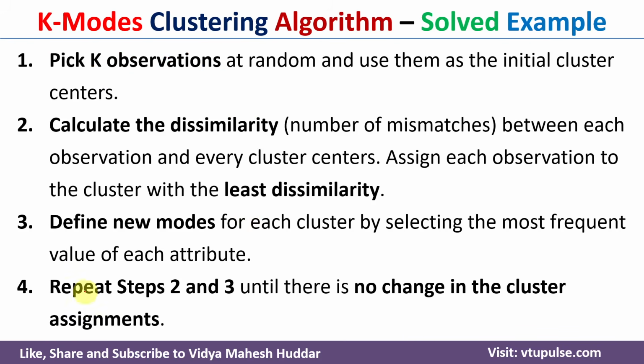After that, we need to repeat step 2 and step 3 until there is no change in the cluster assignments. It means that again we need to calculate the dissimilarity with the new clusters, and we need to assign each observation to the cluster with the least dissimilarity. Again, we need to define the new modes for each cluster by selecting the most frequent value of each attribute.